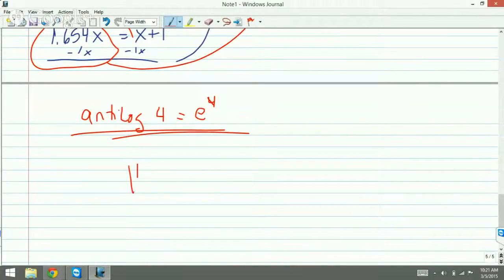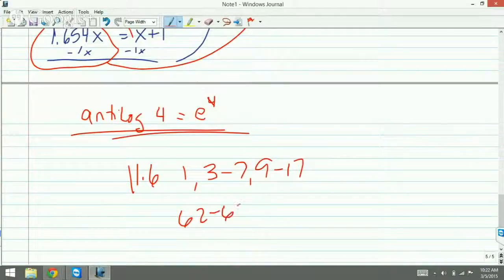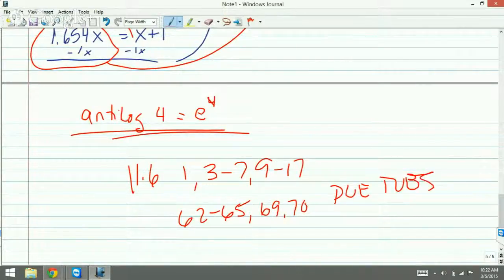Okay, let's just get 11.6. Do tubs. Nice.